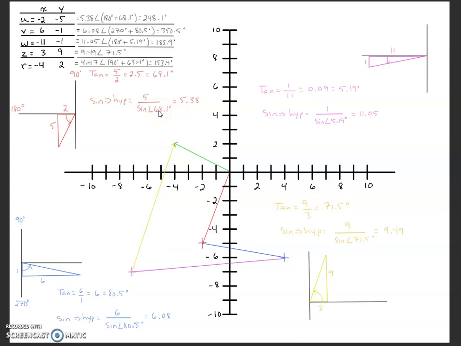So we ended up at 4, or sorry, -4 and 2. So we have our resultant vector ends right there. Now, if we solve for all of these magnitudes here, and we solve for all of the angles, here we have 68.1, an angle of 68.1 is this triangle.